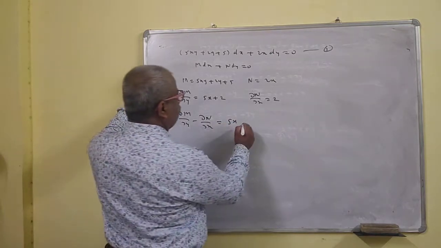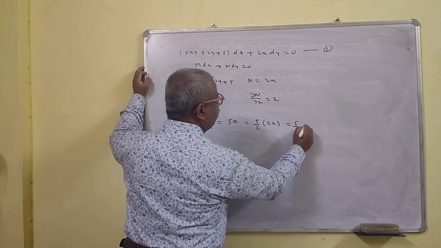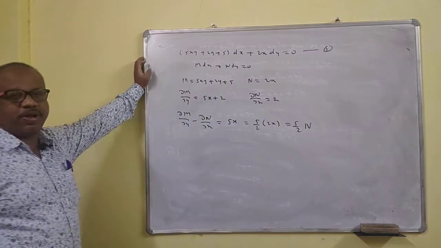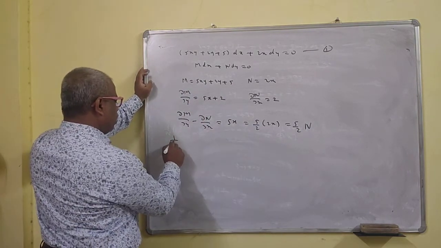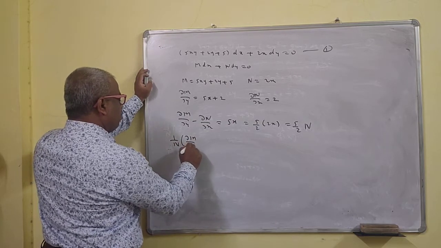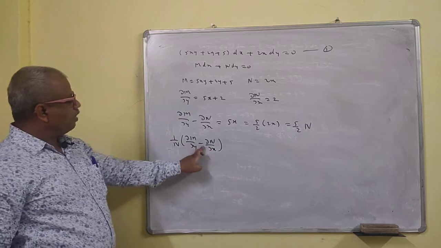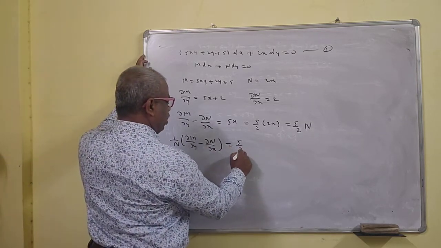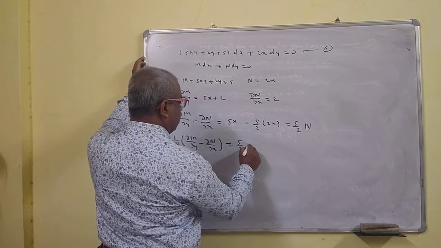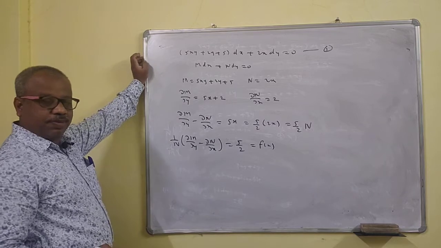So this is then 5 by 2 into 2x, so this is 5 by 2 into N. You can manage this. So you can divide by N: 1 by N (∂M/∂y minus ∂N/∂x). See, it is N minus N, so no need to change the sign. So this is 5 by 2. Now you are dividing by N, so this is a function of x alone.